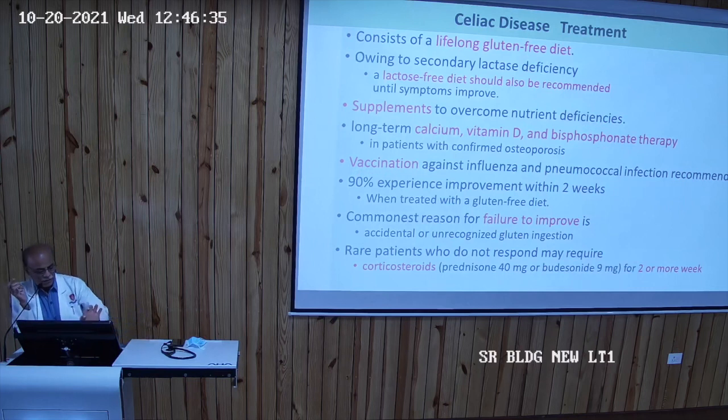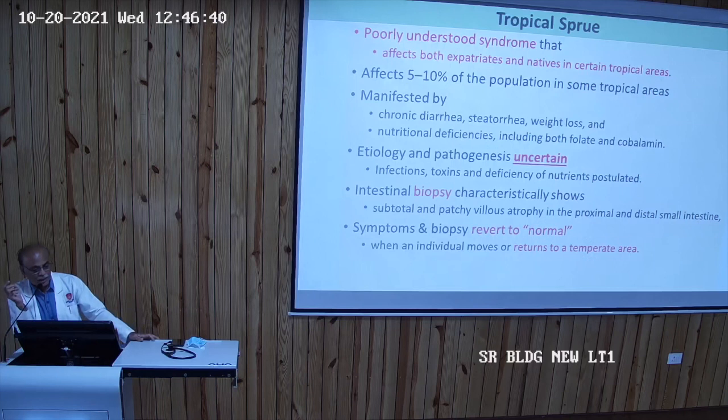So if the patient fails to respond, corticosteroid may be given. Another common condition is tropical sprue. This is a poorly understood syndrome which affects both native people and people coming from another country. It is so common that it affects 5 to 10% of the population in some tropical areas. Again, the manifestations are the same as malabsorption: there is diarrhea, steatorrhea, and weight loss, and there is nutritional deficiency of both folate and cobalamin.